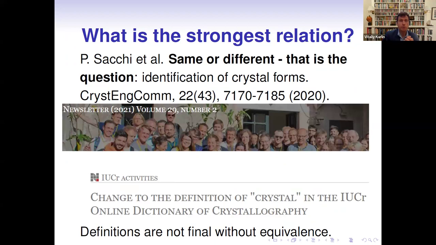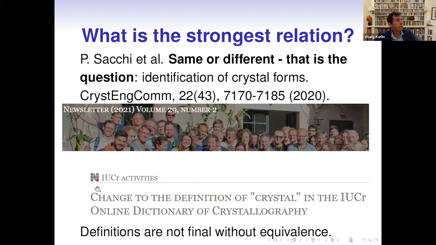So back to the question, what is the strongest relation? This paper with a very nice title, Same or Different, tried to pose and answer this question exactly for crystals. And the question turned out to be non-trivial and was discussed also around this time. So this is a screenshot from 2021 from the newsletter of the IUCr, International Union of Crystallography, where potential changes to the definition of crystal were discussed.